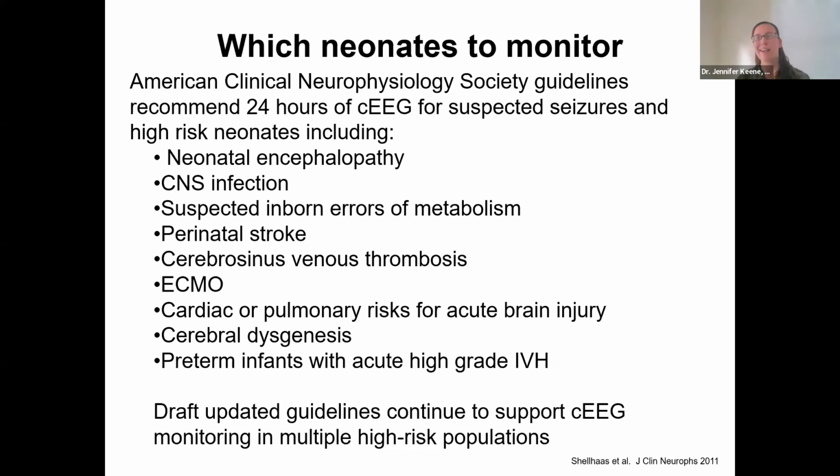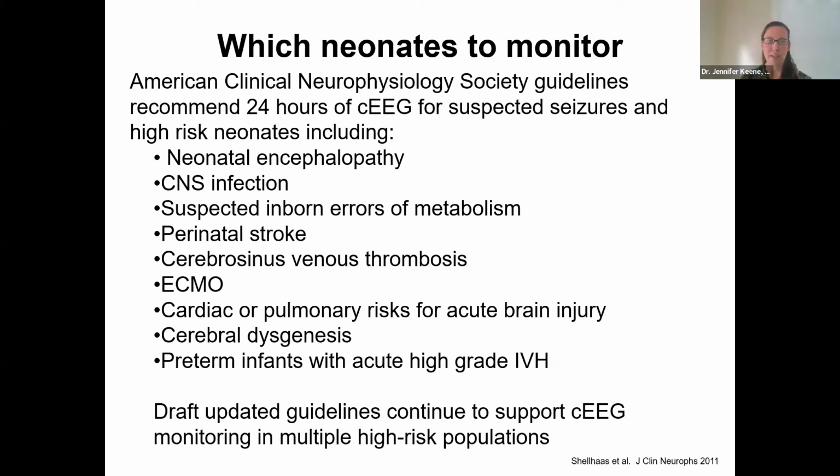Well, it's not actually all the babies, but for those of us who are reading neonatal EEGs or taking care of babies who might be having seizures, it certainly feels like all the babies. This is a list from the American Clinical Neurophysiology Society guidelines on which baby should have at least 24 hours of EEG. As you can see, it's a pretty broad representation of the babies who make their way to the NICU. These guidelines are from 2011.